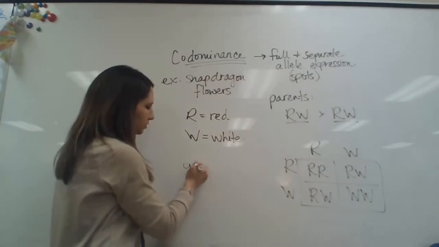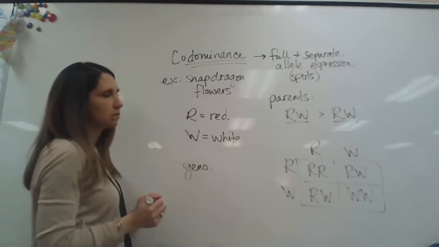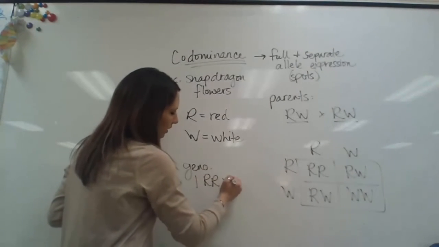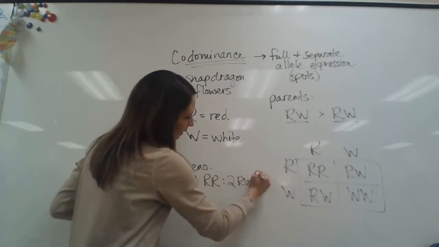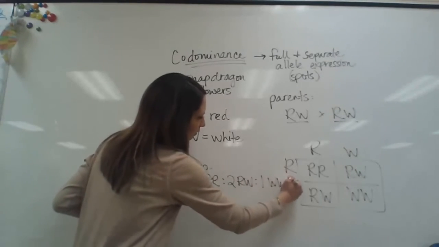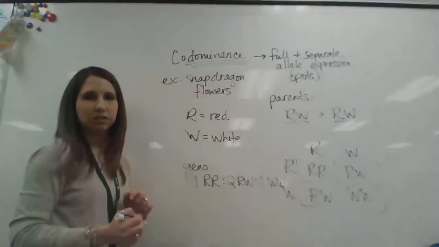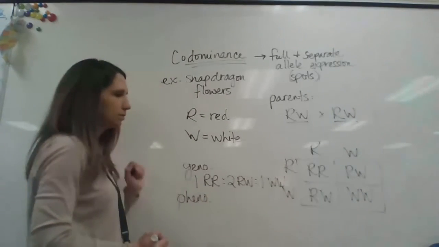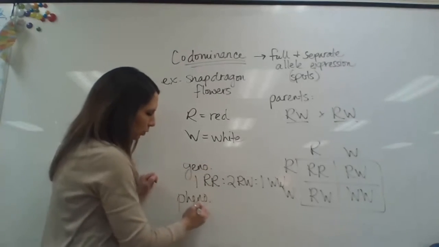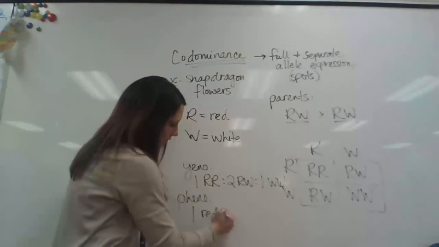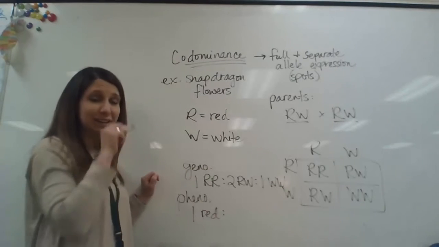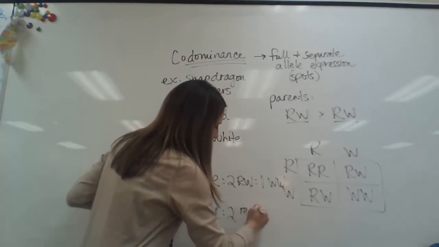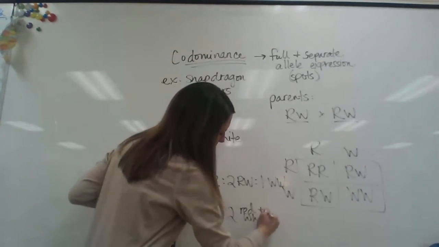So my genotype ratio here is the same as what we saw with incomplete dominance. I'm going to have 1 big R, 2 big RW, 1 WW. Okay, that's still the same. Phenotype ratio, though, is going to differ. So I'm still going to have 1 red, but now instead of having 2 pink, I'm going to have 2 red and white spotted.